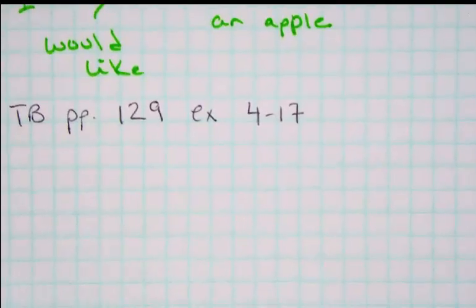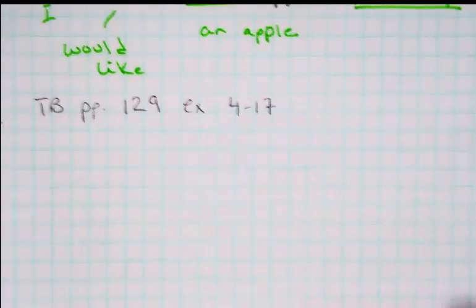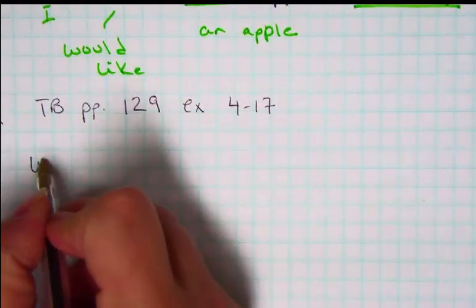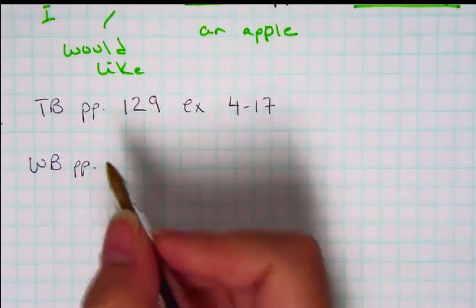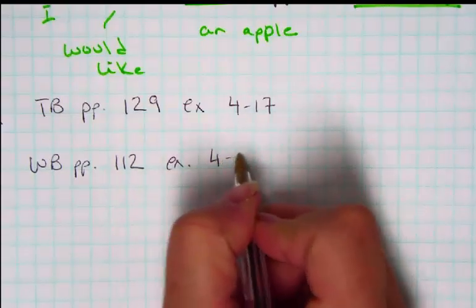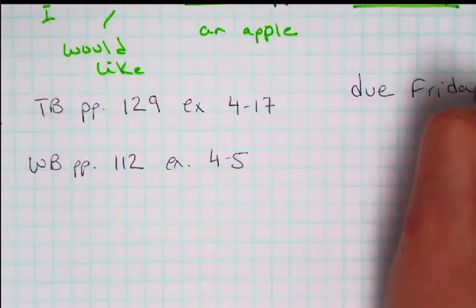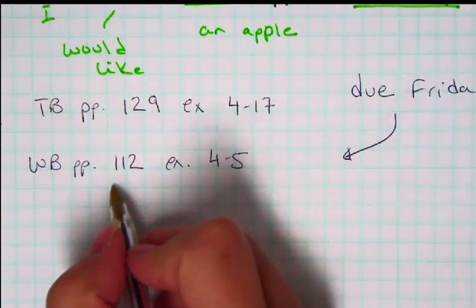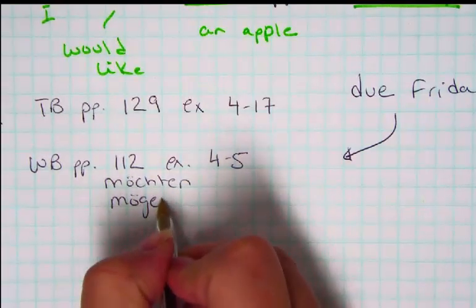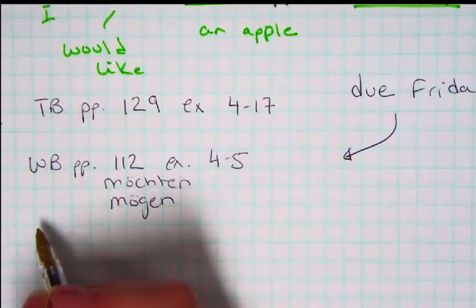So, when you are done with that, you have 2 further things that you need to do before we get back with everyone in the classroom on Friday. First of all, you're going to do a workbook activity. The workbook activity is on page 112, and it's exercise 4-5. So that is due Friday. Now this one, you're differentiating between möchten, as promised, you're getting back to that, and mögen. So to like and would like. Completely different meanings. You have to choose between the two, and you're conjugating.